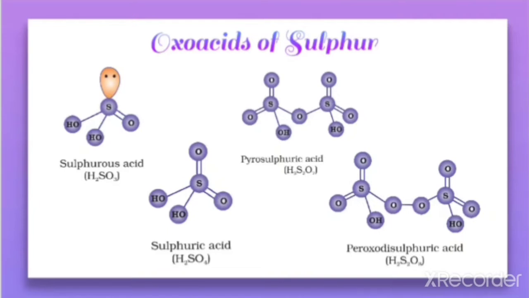Now let us discuss the oxidation state of sulfur in these. When you find the oxidation state of sulfur, in sulfurous acid it is +4, and in sulfuric acid, pyrosulfuric acid and even in peroxodisulfuric acid, the oxidation state of sulfur is +6. So let us learn the structures of these.